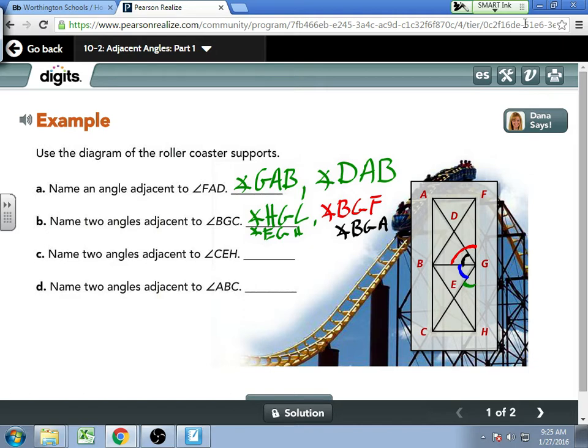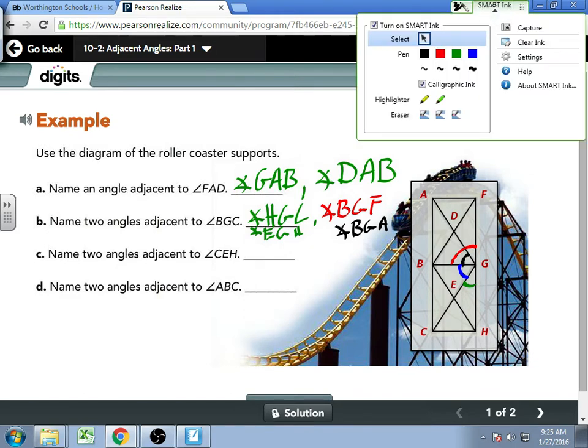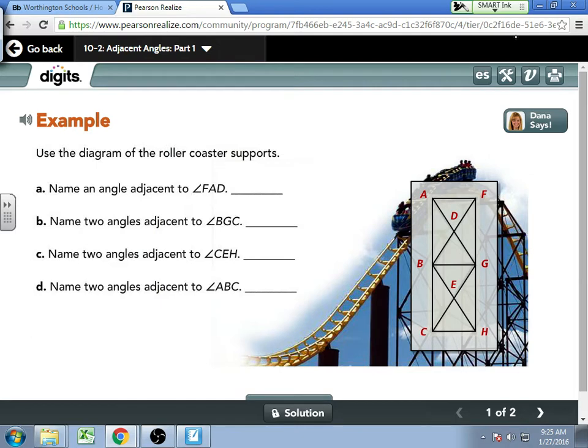Questions? All right, I'm going to clear all this so this doesn't get too confusing. Now we're looking for two angles adjacent to CEH. CEH. That's this angle right down here. Thomas, what do you think? You got one of them? Yes. CEH. Yep, adjacent to CEH. BEC. BEC. Ooh, change colors. BEC is right there.